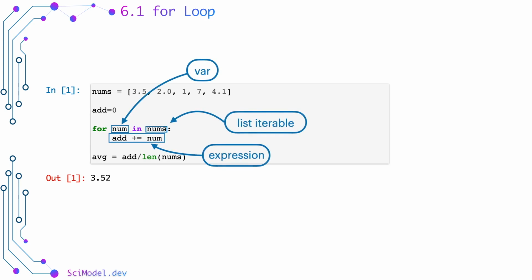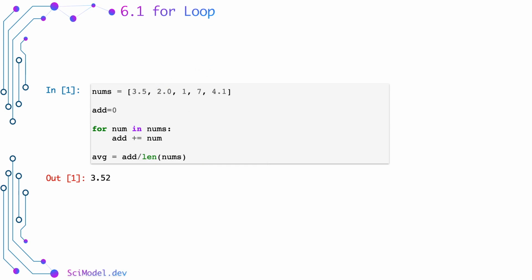In the for loop, the variable number holds the values of the nums variable one by one. The variable nums is the iterable since it is a list, and the expression of the for loop is the add variable whose value is always updated, with addition of the new element stored in the variable number. Lastly, the average is obtained by dividing the add variable by the length of the nums list to get the average, and store it in a variable called average or avg.